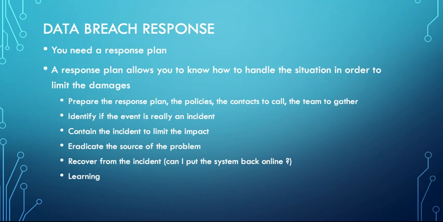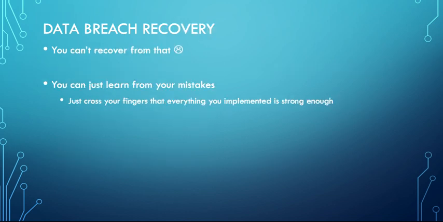For the response, as usual in a response plan, it will allow you to know how to handle this situation in order to limit the damages. So you have to prepare the response plan, the policies, the contacts to call, the team to gather. You need to identify if the event is really an incident, and not a false positive, for example. You have to contain the incident to limit the impact, eradicate the source of the problem, and recover from the incident. So can you put the system back online after you think that you have eradicated the threat? And of course, you have to learn from your mistakes.